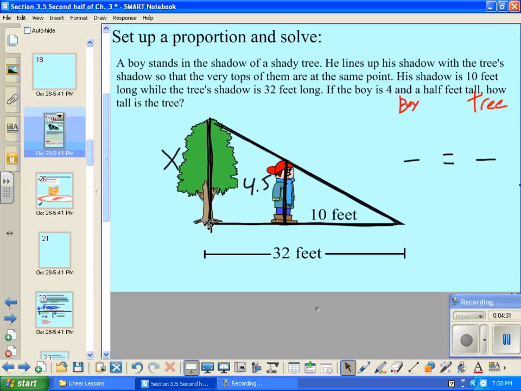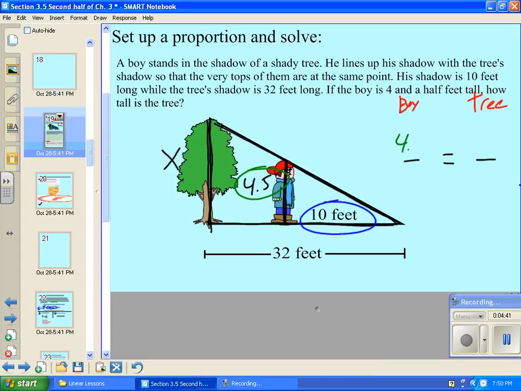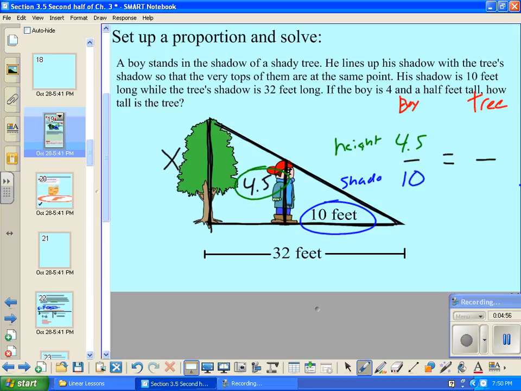Well, what do I know? Let's talk about this first ratio. What do I know about the boy? I know that his height is 4.5 feet, and I know his shadow's length is 10 feet. So when I arrange the information, let's say I put 4.5 on the top, that's his height, and 10 feet on the bottom, that's the length of his shadow. So what I've done is I put the height of objects on the top of my ratio, and I've put the shadow's length on the bottom of my ratio.